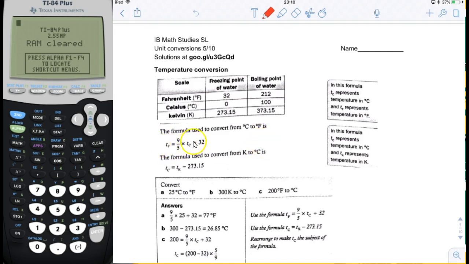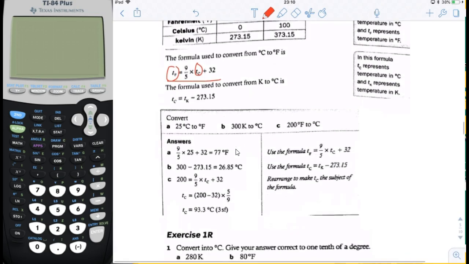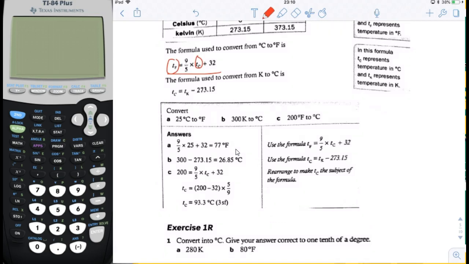Anyway, if they ever give you a problem with Celsius and Fahrenheit on the IB exam, they're always going to give you the formula. I don't believe the formula is on the formula sheet, but if you have this type of problem, they're going to tell you. So basically, there's this formula here, which converts Celsius to Fahrenheit. And they might give you the other one too, which converts in the opposite direction. And then there is another formula which converts Kelvin into Celsius.